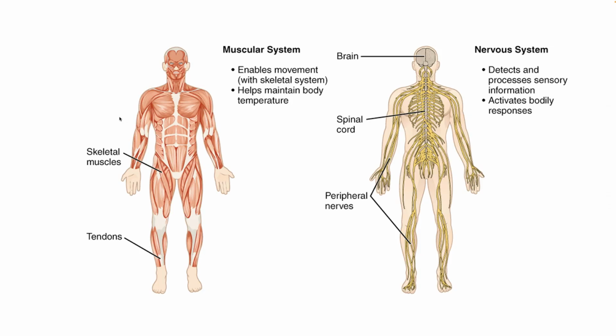Our nervous system then is made up of the brain, spinal cord, and other peripheral nerves. The point of our nervous system is it's going to detect and process sensory information. Then it's going to send a message to allow us to respond to that information. So the nervous system can trigger a muscle cell to contract or a gland to secrete a hormone. And we'll learn more about that as the semester goes along.